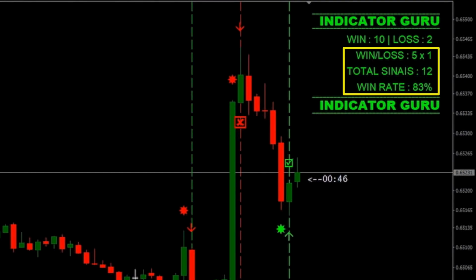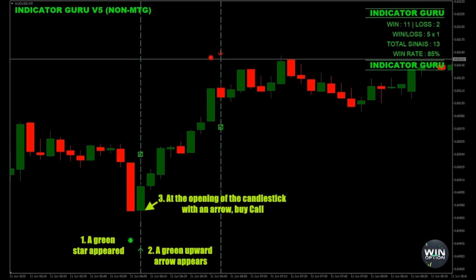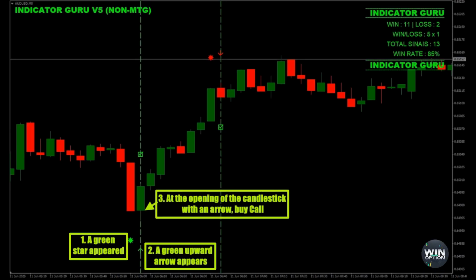However, no matter what signals you use, always remember the risks. It is not recommended to use more than 2% of the capital in one trade. So, to buy a call option you need to, first, wait for the preliminary signal in the form of a green star to appear. Second, wait for the main signal of a green upward arrow to appear under the candle. And third, at the opening of this candle with an arrow, buy the call option.